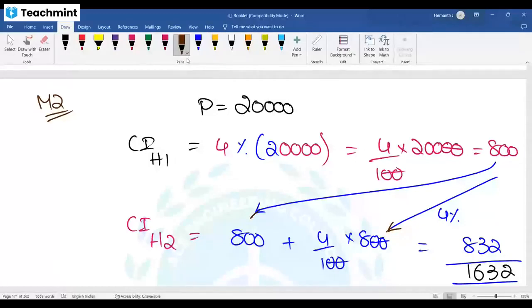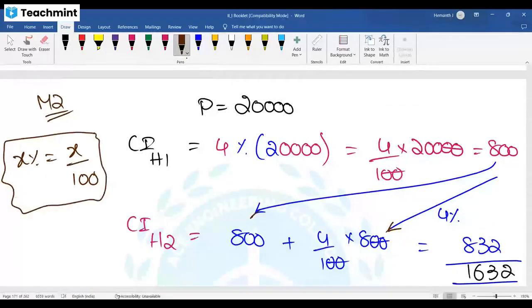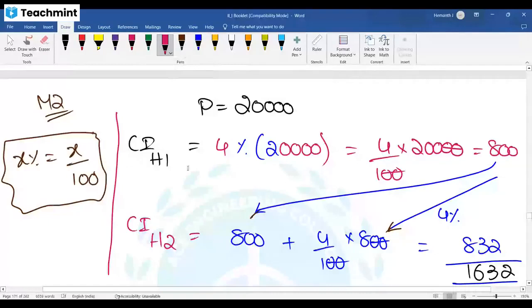If you have doubt why 4% is 4 by 100, we already gave X% means X by 100. X% means we should write X by 100. We discussed this in profit and loss as well. Right. See the next question. Compound interest we are discussing. Simple interest was already completed in the previous session. Compound interest this is. Let's see about the next question.